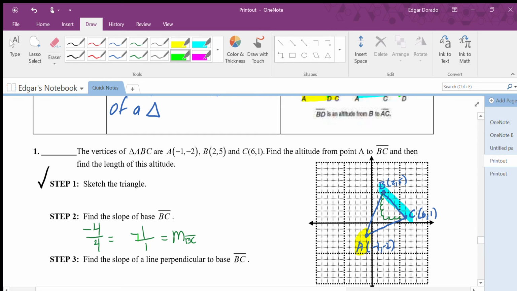Let's get this highlighted here. All right, awesome. We are done with that step. Let's move on to the next few steps.